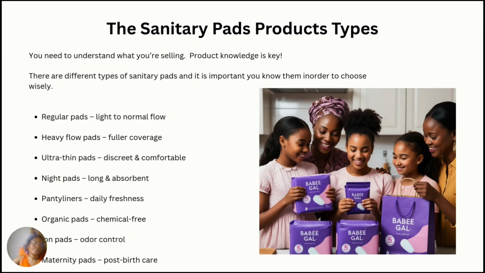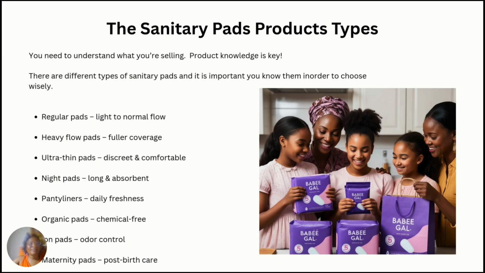This here, regular pads, light to normal, we can see this one in our Always, Lady Care and all of that. Heavy flow pads, fuller coverage. We can also see this here, Virony and the rest. Ultra thin pads, yes, we can see this one on our supermarket shelves. Different brands offer this. Night pads, long and absorbent. Yeah, I think Virony for me does the night pads job very well. Panty liners, we can see panty liners everywhere, daily freshness.